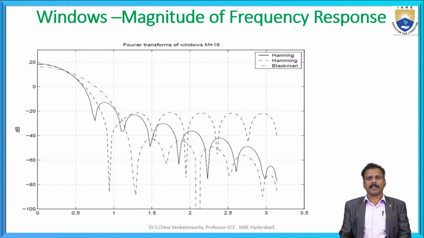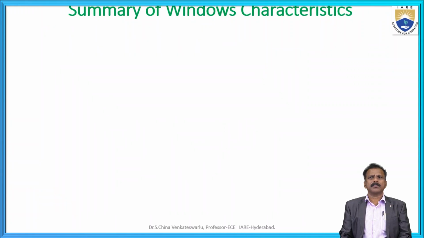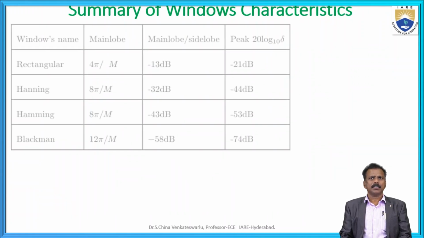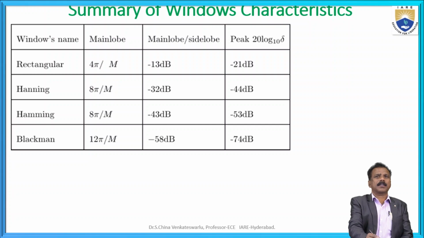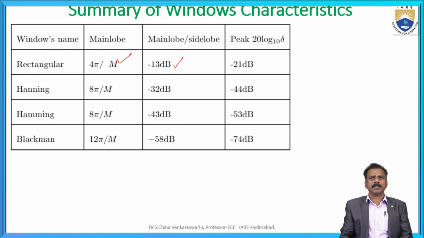Okay, a summary of the window characteristics. For the rectangular window, the main lobe width is 4 pi by m, the side lobe level is minus 13 decibels, and the peak 20 log base 10 delta is minus 21 decibels. For the Hanning window, the main lobe is 8 pi by m, the side lobes are minus 32 decibels, and the peak 20 log base 10 delta is minus 44 decibels.